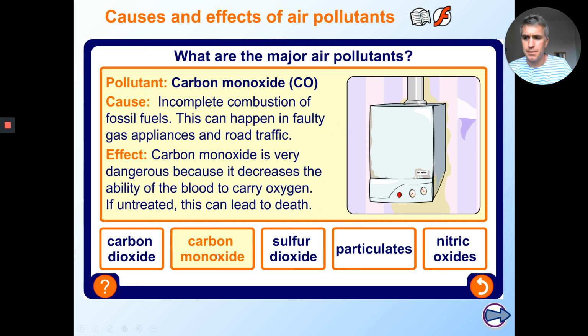Carbon monoxide. Now, carbon monoxide is pretty unpleasant. And hopefully in your house, if you have a gas boiler and you have hot water that comes from gas, you should have next to it a carbon monoxide alarm. If you don't, please go and ask your parents to get one. It could be a matter of life and death. The cause of carbon monoxide is incomplete combustion of fossil fuels. This can happen in a faulty gas appliance and road traffic. If something goes wrong and something stops the air intake for your boiler, it will produce carbon monoxide.